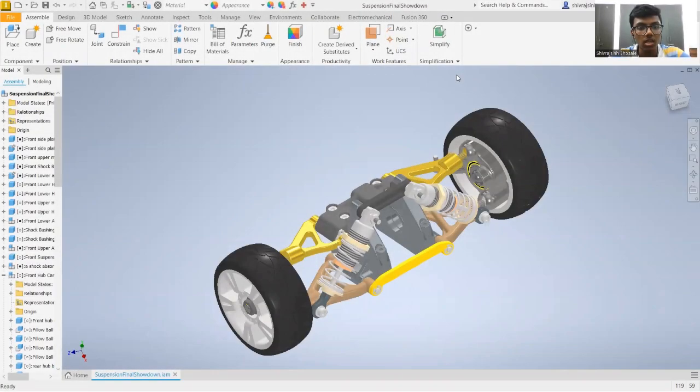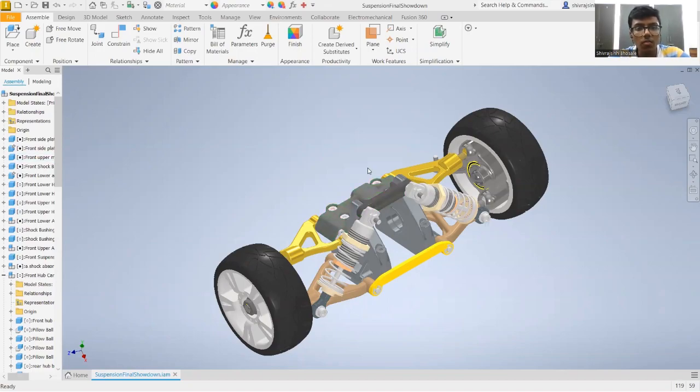So our next component is the front shock brace. This is the location of the front shock brace in the double wishbone suspension system. Basically, it connects the left and right shock absorbers, and it also connects them to the front upper mount.